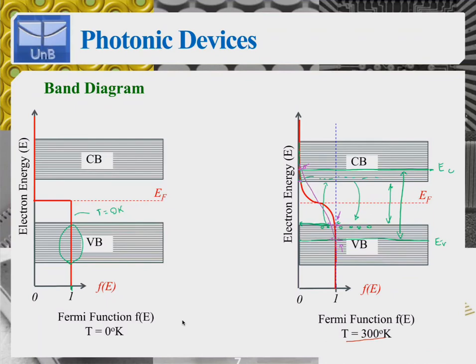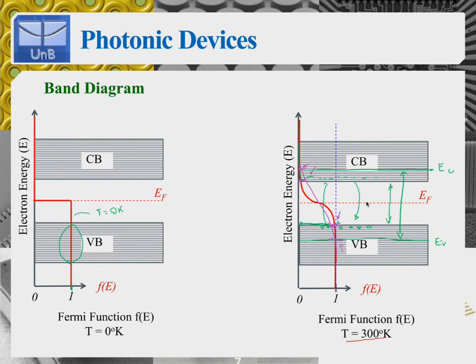So therefore you see that the probability of having electrons here for the purple curve is larger because this distance here is larger than for the red curve. This is what happens when you increase temperature. The same thing goes for the holes here. In the purple curve, you have a larger probability of finding an empty state here than in the red curve because the distance here is larger.